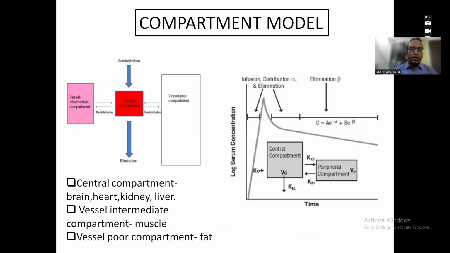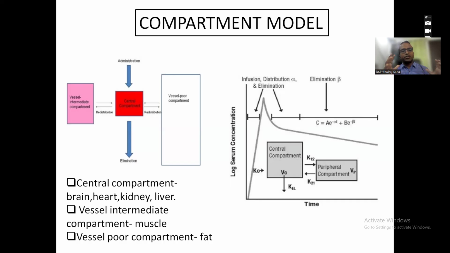Coming to the compartment model, as you administer a drug into the blood, or it gets absorbed into the blood, the drug gets redistributed from the central compartment to the vessel intermediate and the vessel poor compartments. What is the vessel intermediate compartment? The vessel intermediate compartment is the muscle, and the vessel poor compartment is the fat.